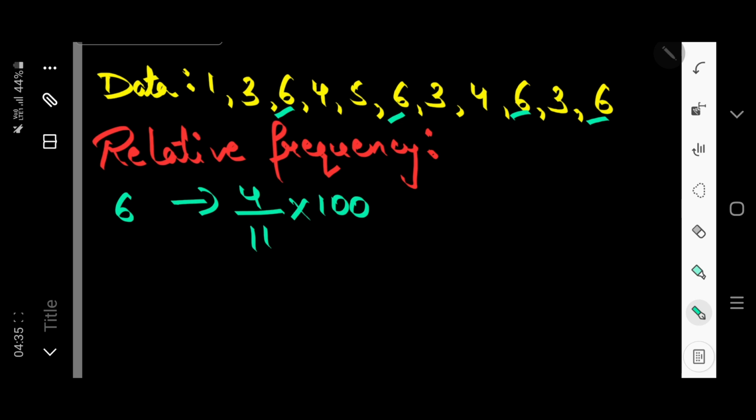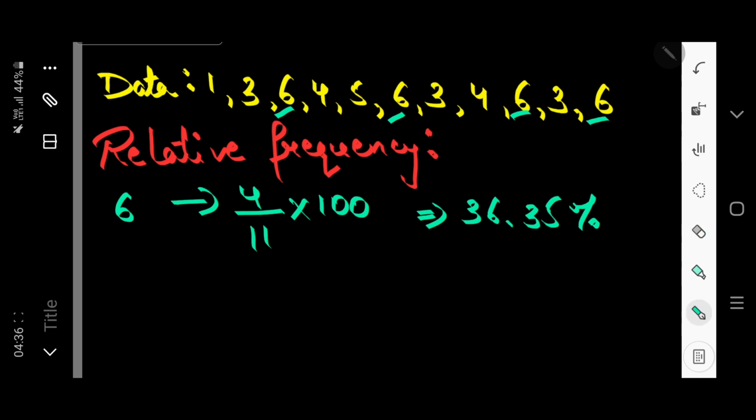And what is the total number of data points? Here we have 11 data points: 1, 2, 3, 4, 5, 6, 7, 8, 9, 10, 11. So it will be 4 divided by 11 multiplied by 100, because we have to express this as a percentage. So the answer after solving this would be 36.36%. So the relative frequency of the data point 6 is 36.36%.